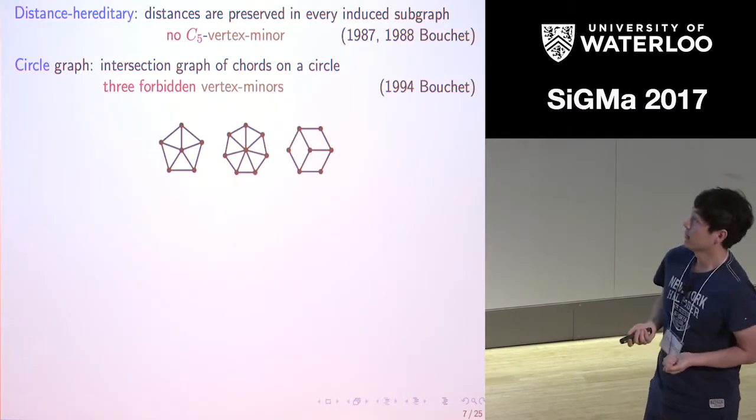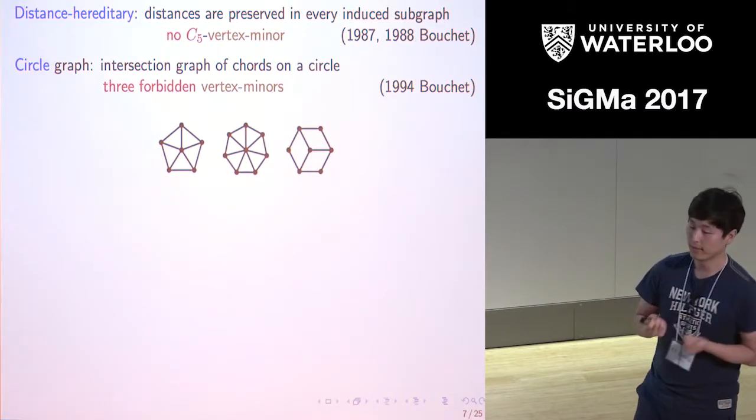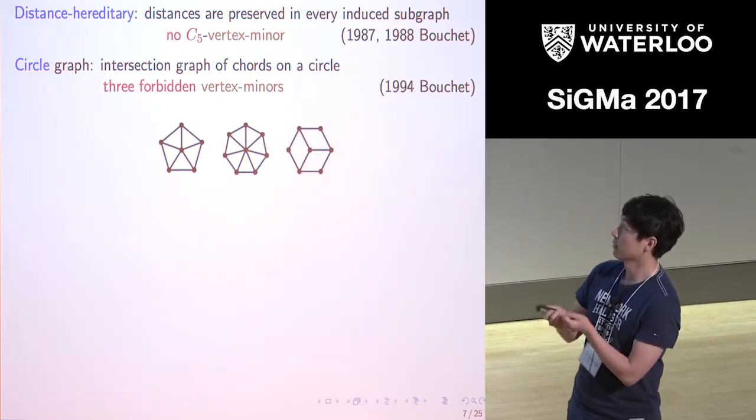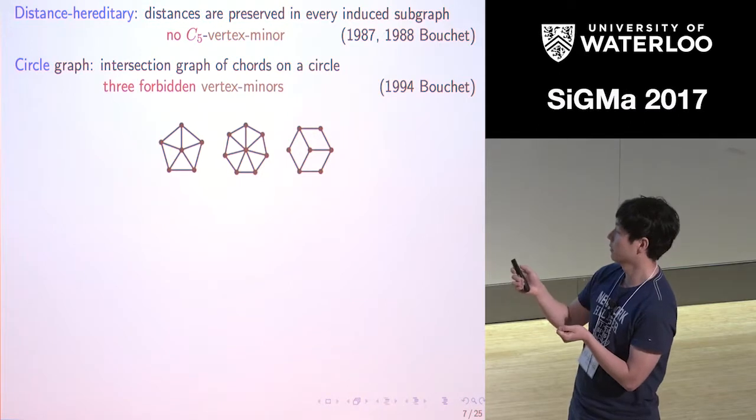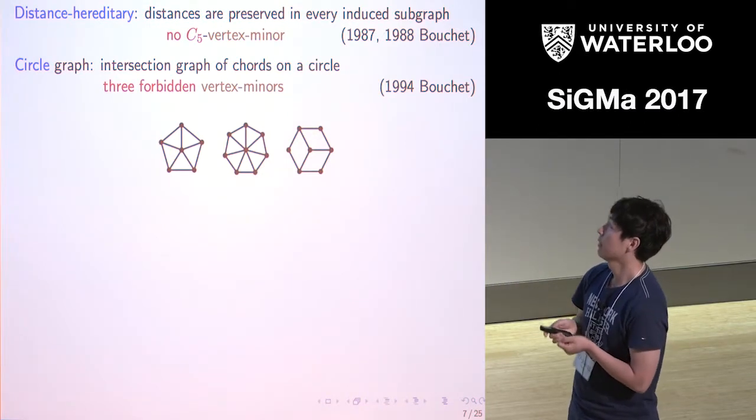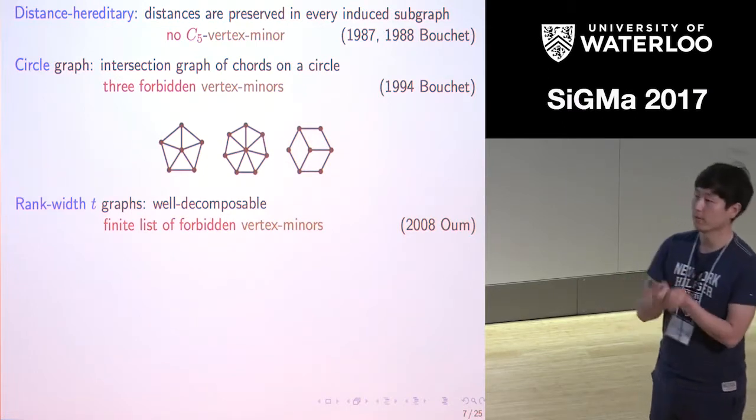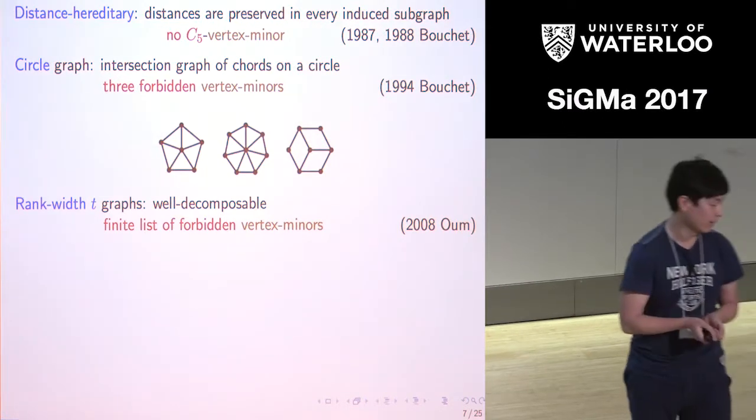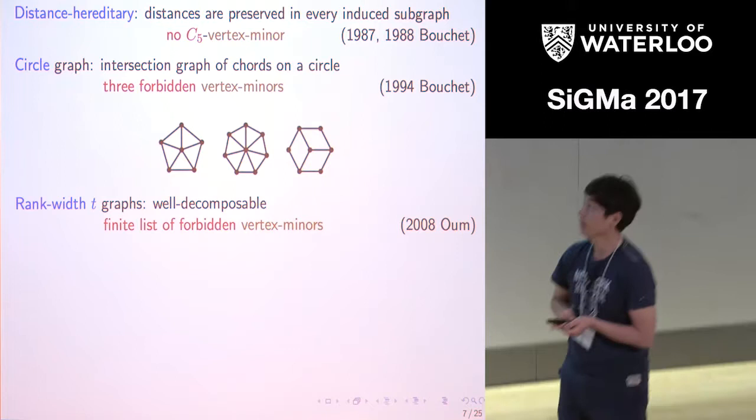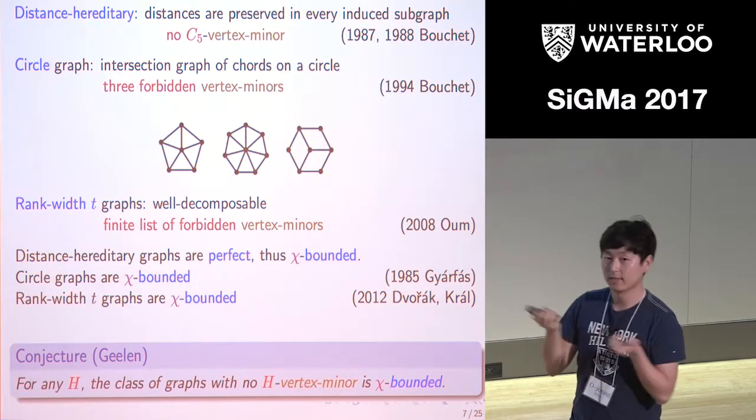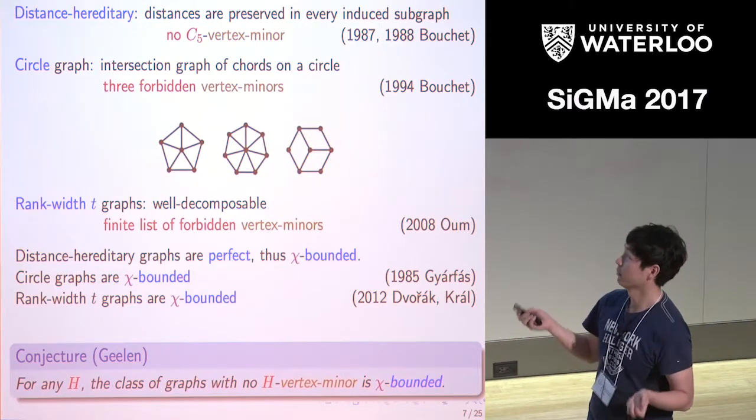Okay, there are some interesting classes characterized by vertex minors: distance-hereditary graphs and circle graphs. The obstruction set for circle graphs is this. And also, Oum proved that graphs of rank-width at most k can be characterized by a finite list of obstructions. An interesting point is that all of these classes are chi-bounded.